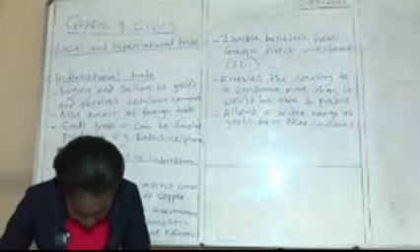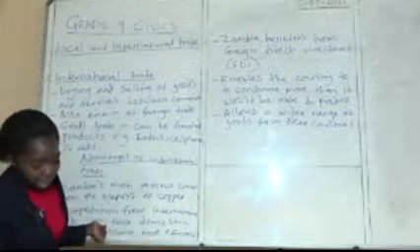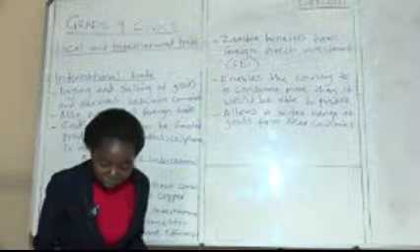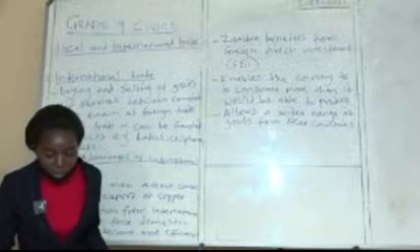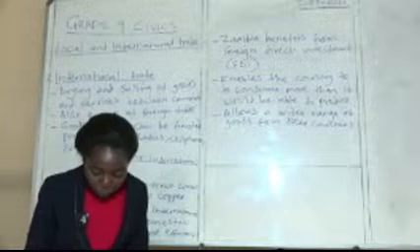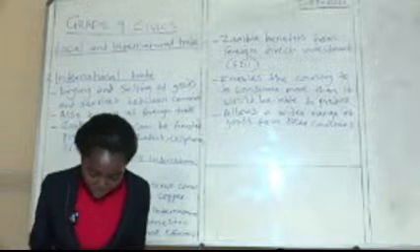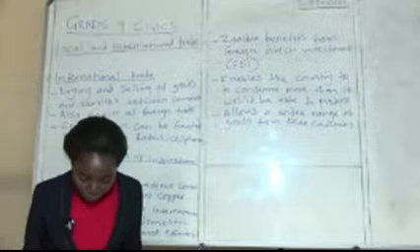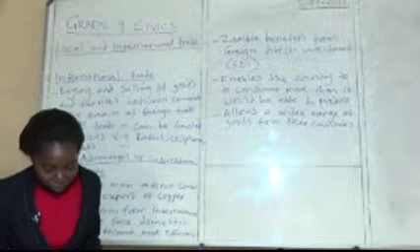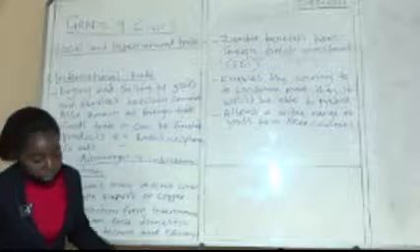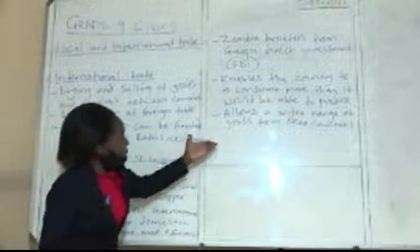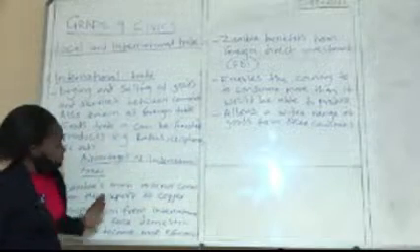Okay. The next one, we are saying international trade encourages the development of better transport and communication links between different countries. So, transport and communication links between countries is developed or can be developed because of this international trade.